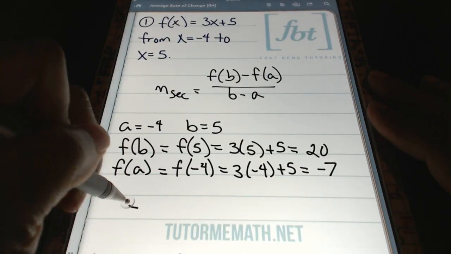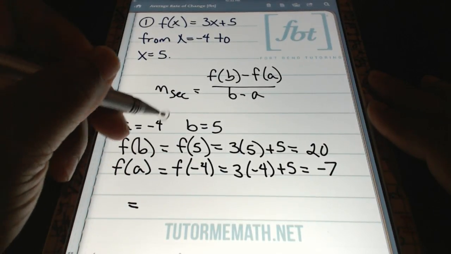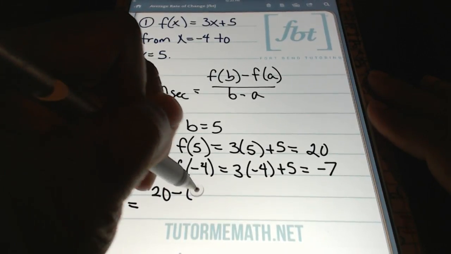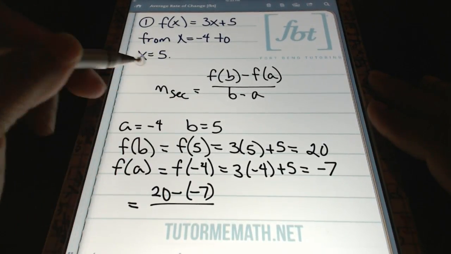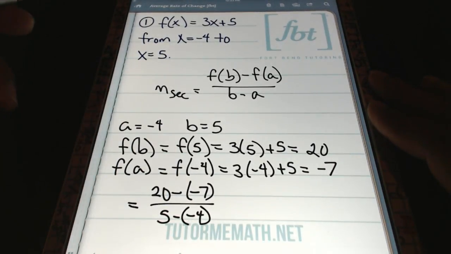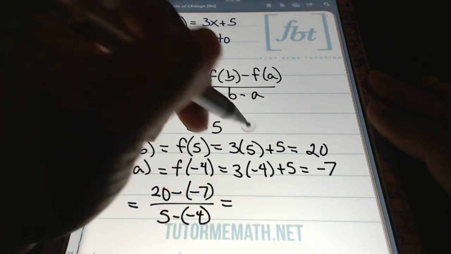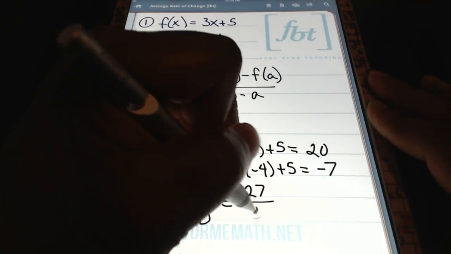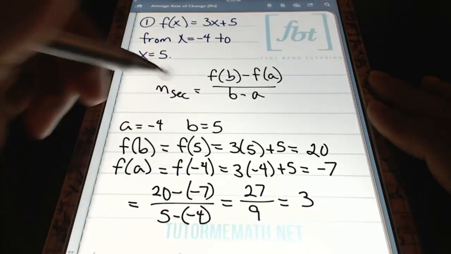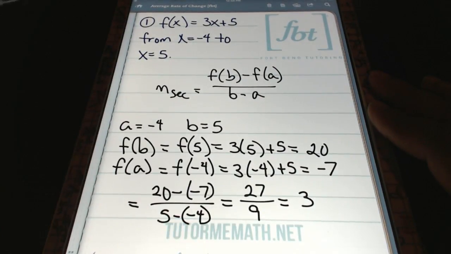All right. So now when we plug these values into our average rate of change formula, you'll be simplifying this by plugging in the values first. You'll see that 20 minus negative 7 divided by 5 minus negative 4, okay? And then you'll end up with 27 divided by 9. So you're absolutely right, TG. You're absolutely right, Treasure Ghost. We have 3 as the average rate of change.